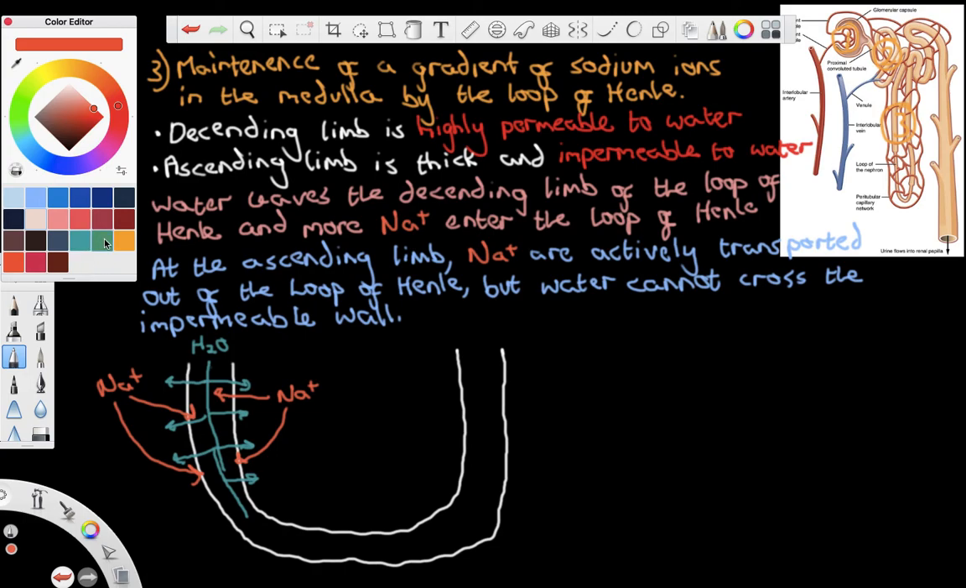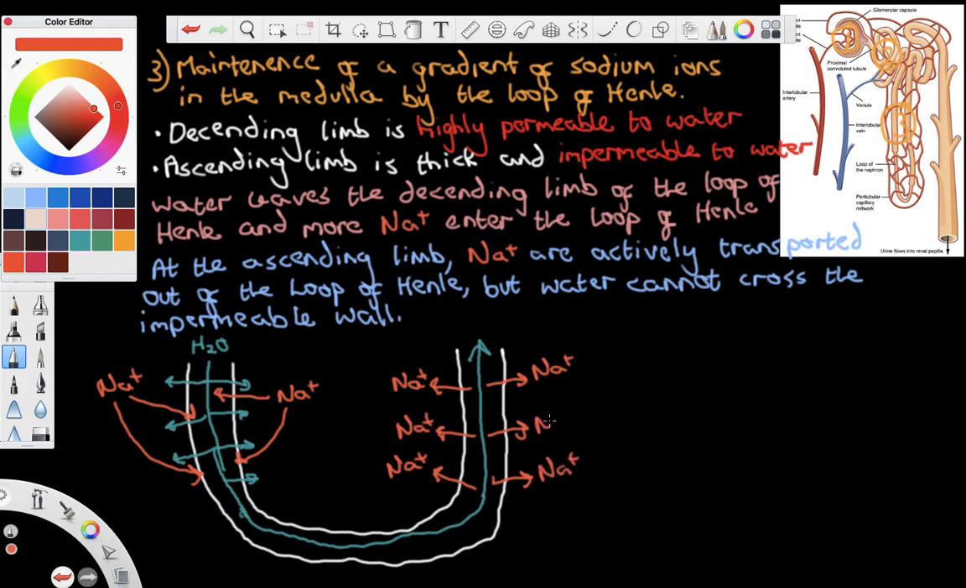By the time the water gets over to this end, it can no longer leave the ascending limb. However, sodium ions can. So these sodium ions now leave the ascending limb of the loop of Henle, so that by the time we get to the distal convoluted tubule, water, what's left of the water anyway, can leave the nephron.